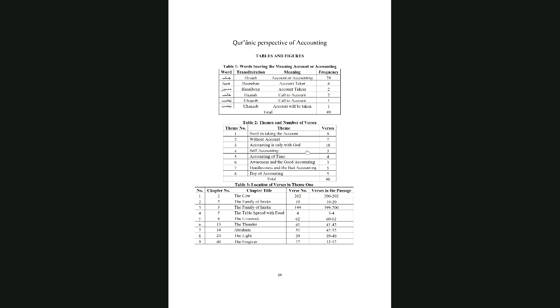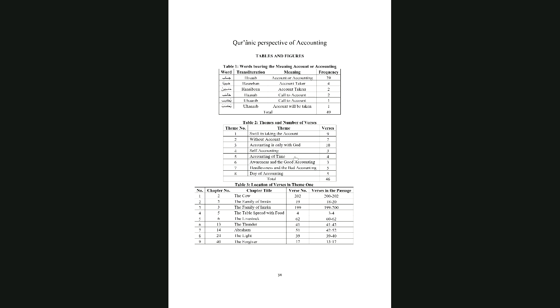And then self-accounting comes 3 times. For example, kafa bi nafsika hisab. I'm forgetting the ayah. The self-accounting that people will do: اقرأ كتابك كفى بنفسك اليوم عليك حسيبا. So there are 3 times that it comes.